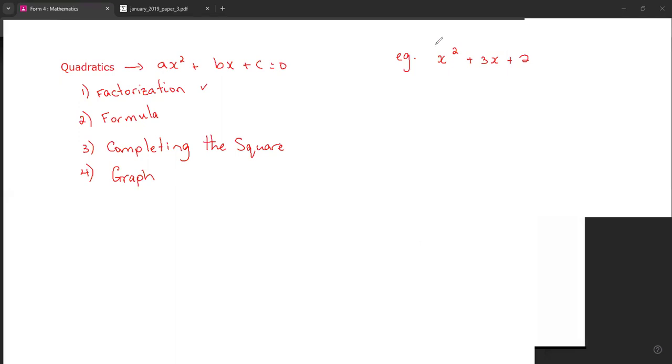This here is going to be ax squared plus bx plus c, where a is 1, b is the number in front of x, which is 3, and c is your constant, or the number that stands alone, which is 2.